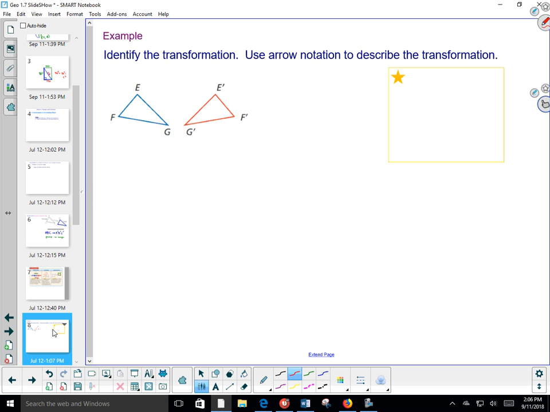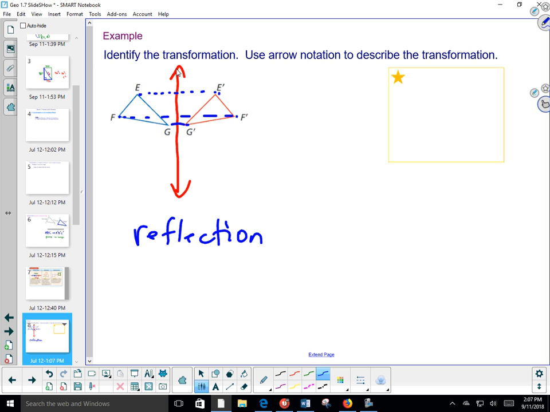So you're saying E is ending up over here, F is kind of ending up over here, G. So if you picture that there is a mirror right here, our axis of reflection, then it sure looks like E got mapped over to here, F got mapped over to here, right? So this is a reflection. That's the answer to identify the transformation.